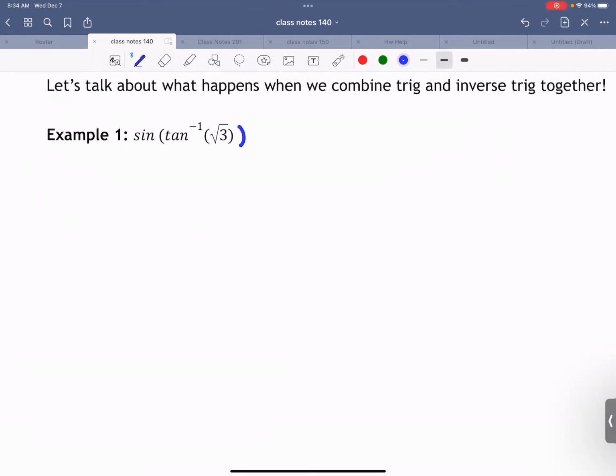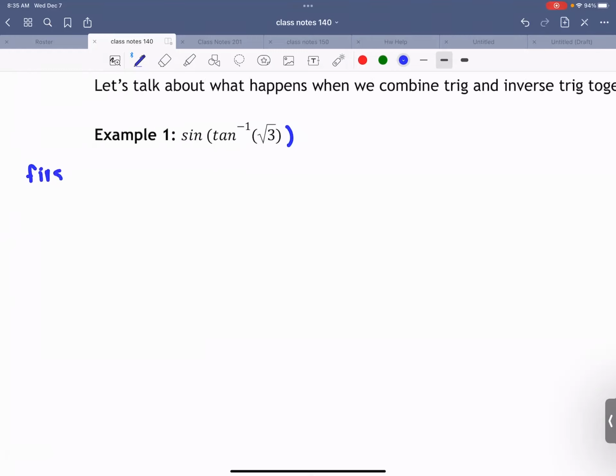If you saw this on like a test or something, what do you think you would try to do first? Yeah, do the inverse tangent first because that's on the inside. And then after that, you're going to do the sine, right? So basically what we're doing is we're doing inverse trig, but we're doing it twice, okay? So remember when we do order of operations, we kind of work on the inside and work our way outside. Oh, hi, Amara. Okay, so let's just work on the inside and then work our way outside. So first, let's just do the inverse tangent of the square root of 3.